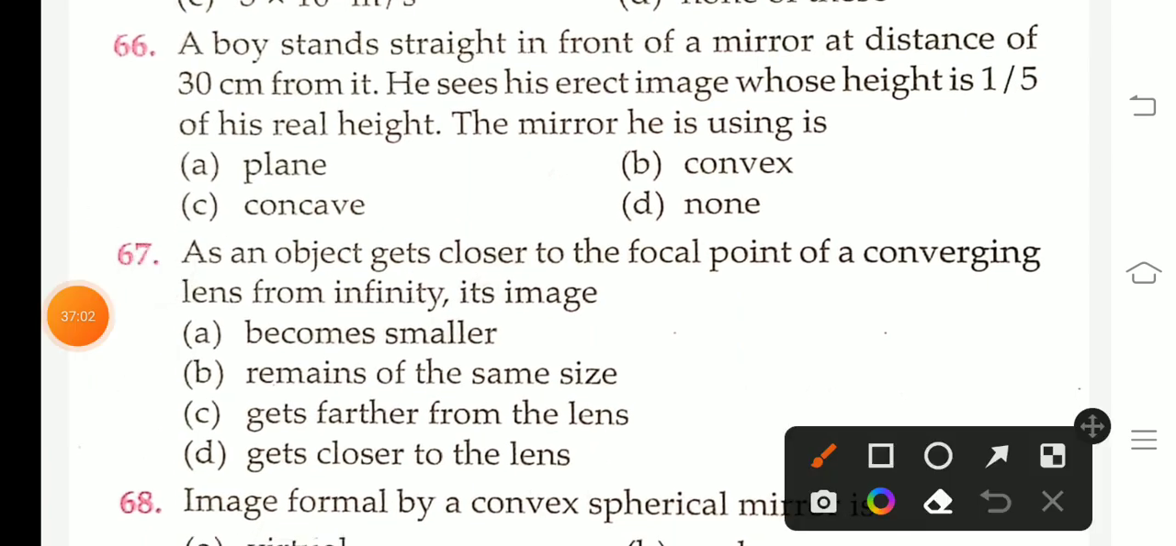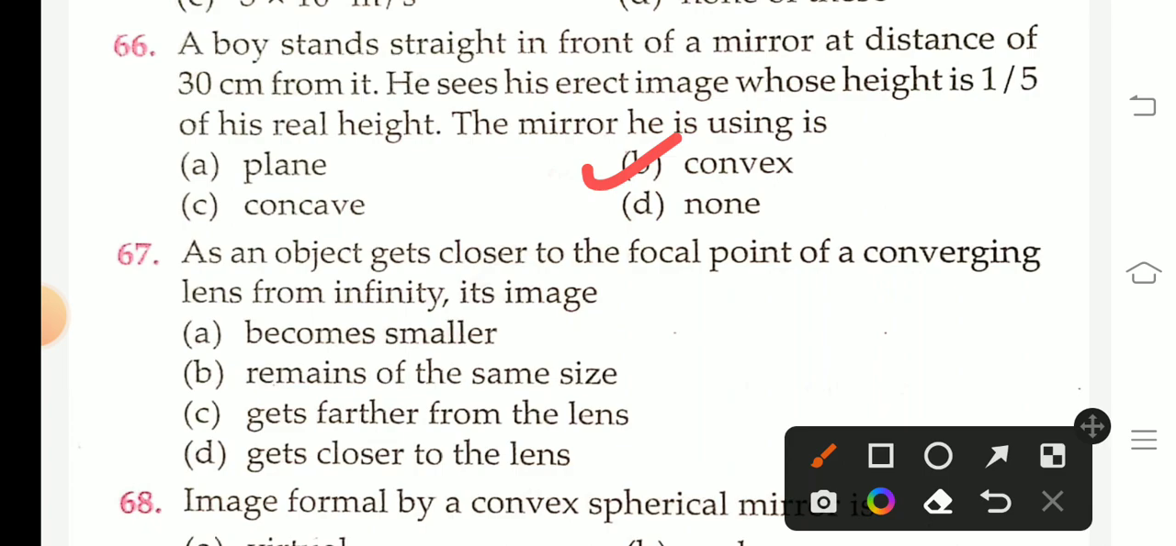Next, a boy stands straight in front of a mirror at a distance of 30 centimeters from it. He sees his erect image whose height is 1 by 5 of his real height. The mirror he is using is. Right answer will be option B, convex.